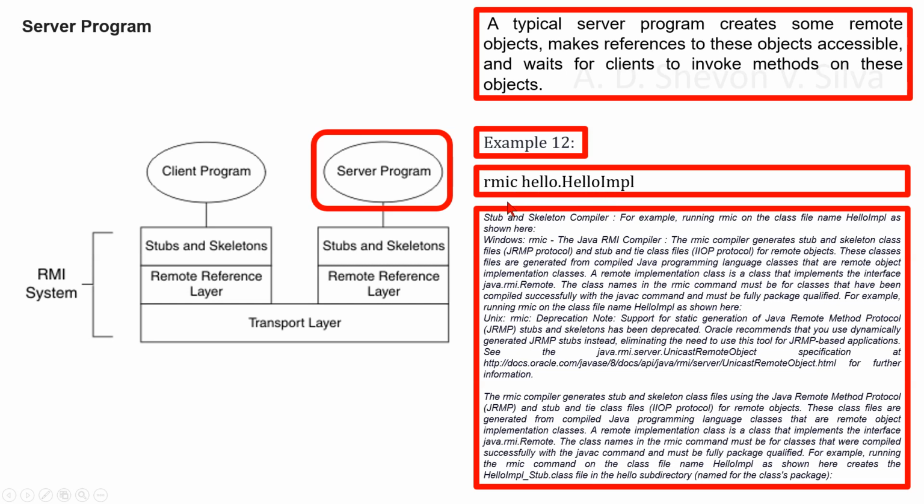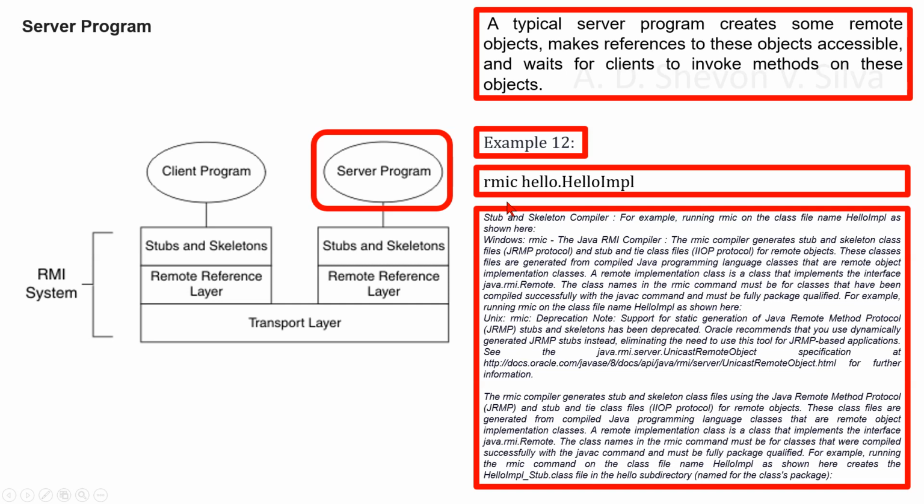In Unix RMIC, the deprecation notes that support for static generation of Java Remote Method Protocol, JRMP, stubs and skeletons has been deprecated. Oracle recommends that you use dynamically generated JRMP stubs instead, eliminating the need to use this tool for JRMP based applications. The RMIC compiler generates stubs and skeleton class files using the Java Remote Method Protocol, JRMP, and stub and tie class files using the IIOP protocol for remote objects.